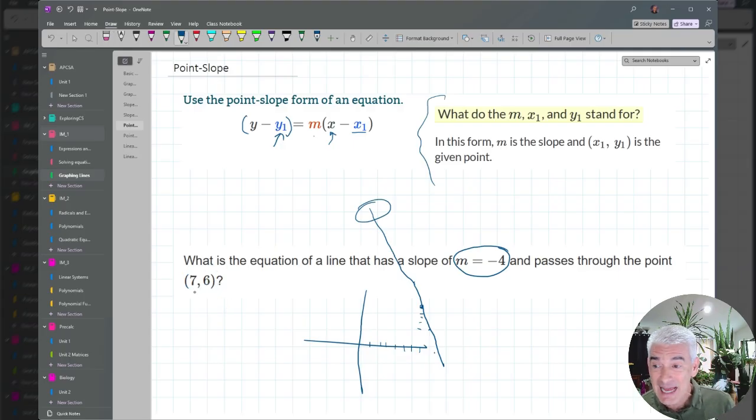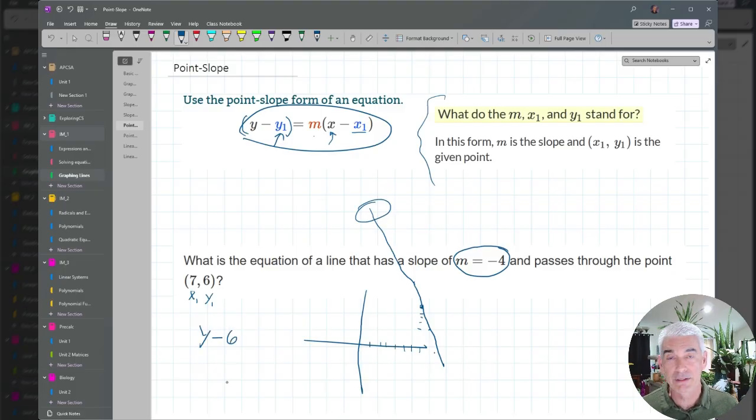The x-coordinate is x1 and the y-coordinate is y1. So 6 is y1, 7 is x1. I can just plug those in. I'm going to use this form up here: y minus the y-coordinate, almost done, equals m. Oh, m is -4. So -4 times x minus x1, which is 7. I'm done. Yeah, you're done.